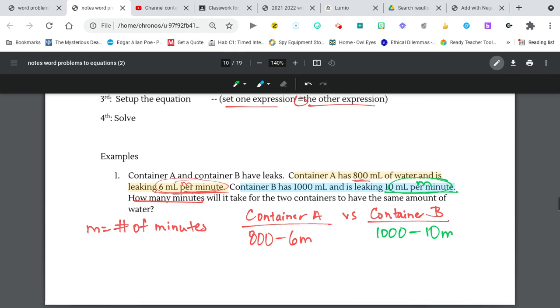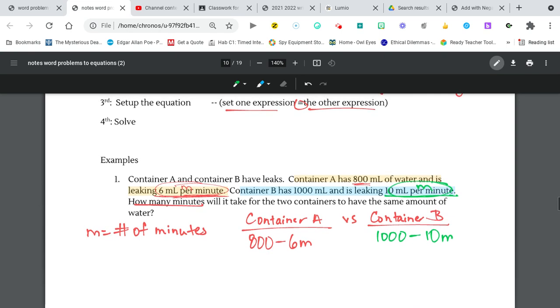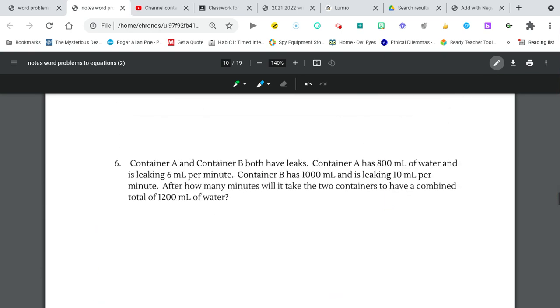Then I'll come back down and show you another keyword that's going to help you see when to set them equal to each other. So let's go back up to the previous expression. It says when the two containers have a combined total of 1,200, so you know it should equal 1,200. So over here, you combine like terms.